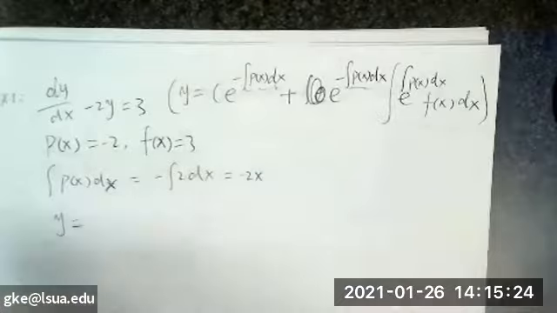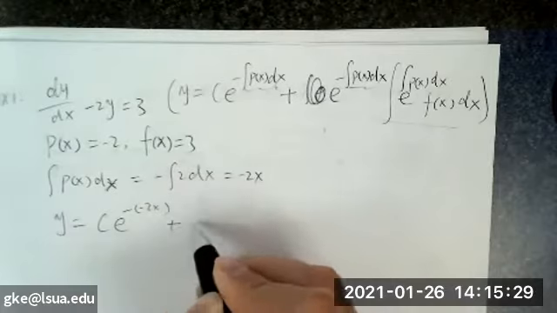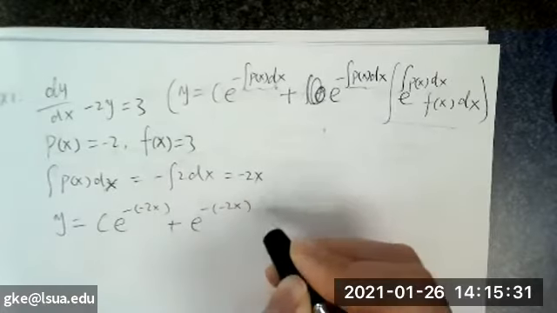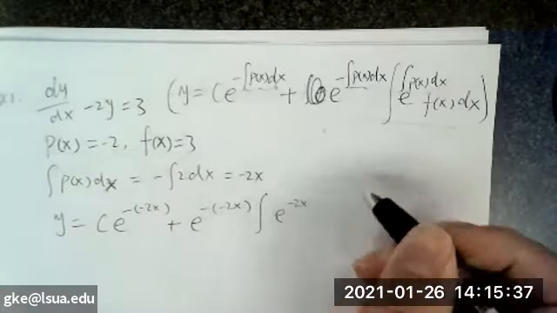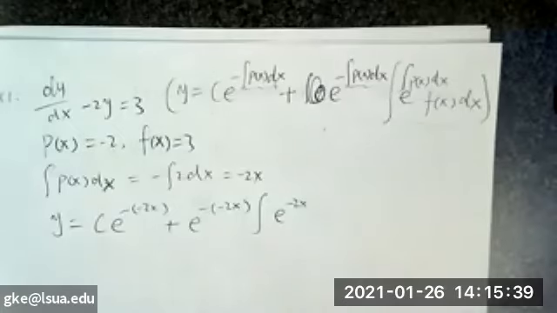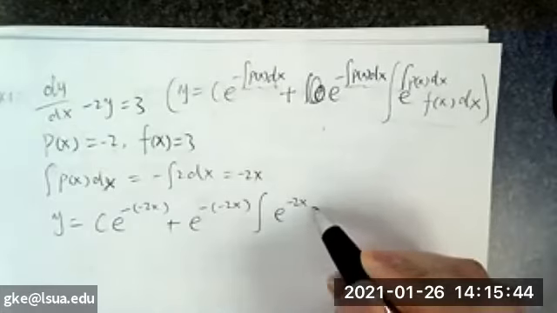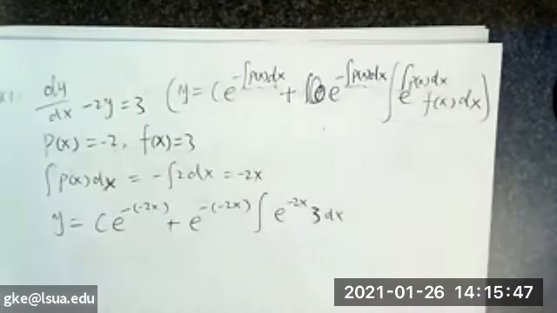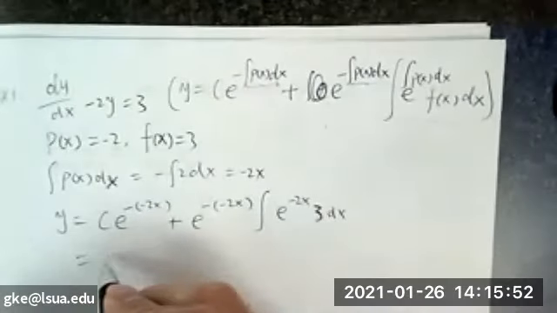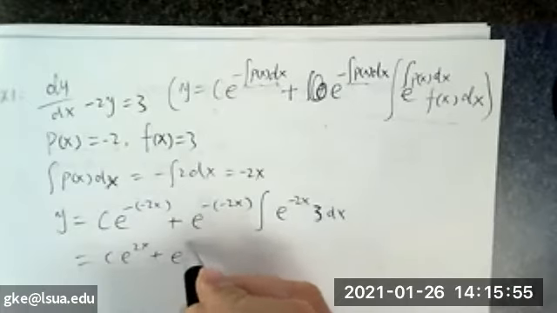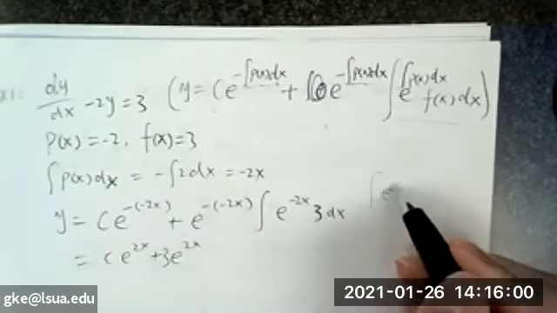plug into the formula here, c e^(-2x) plus e^(-2x). The p(x) is negative 2x. f(x) is what? f(x) is the 3, right? And now you can solve it. And the 3, you can put the 3 outside. Basically, what we're going to do is this guy.